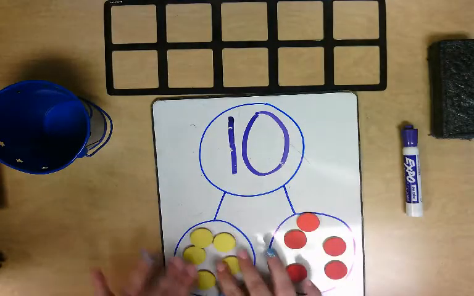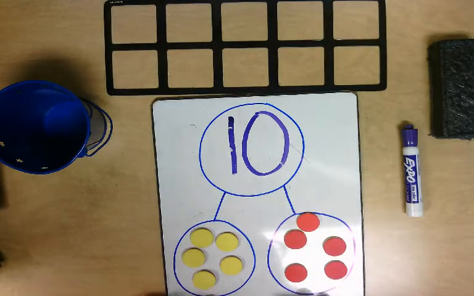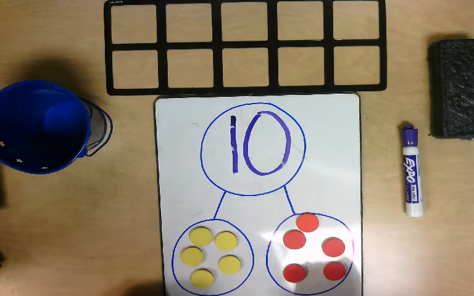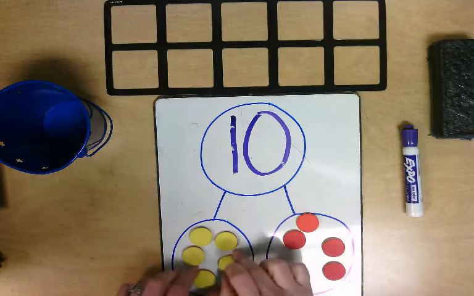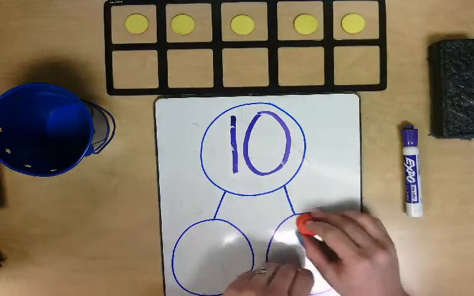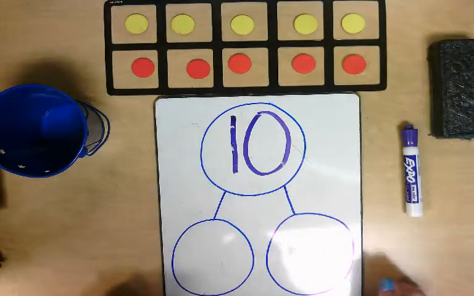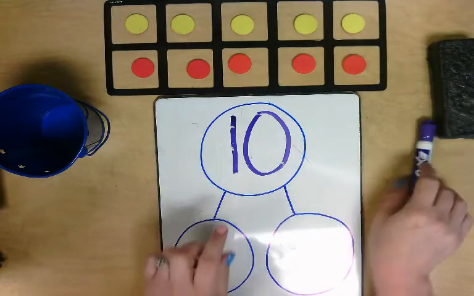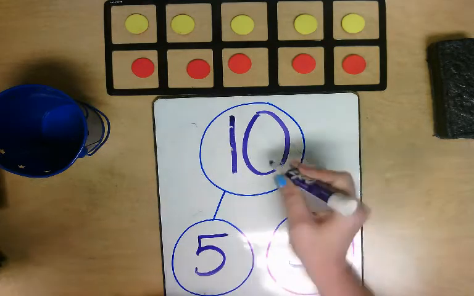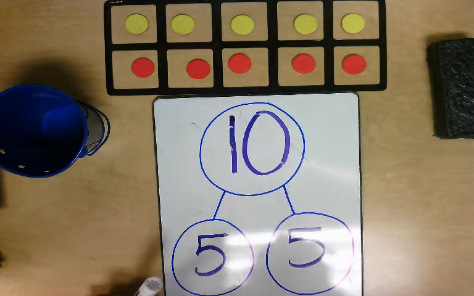So if our first part, how many do we have? 5. And how many are in the second part? 5. So that shows us that 5 and 5 equals 10.